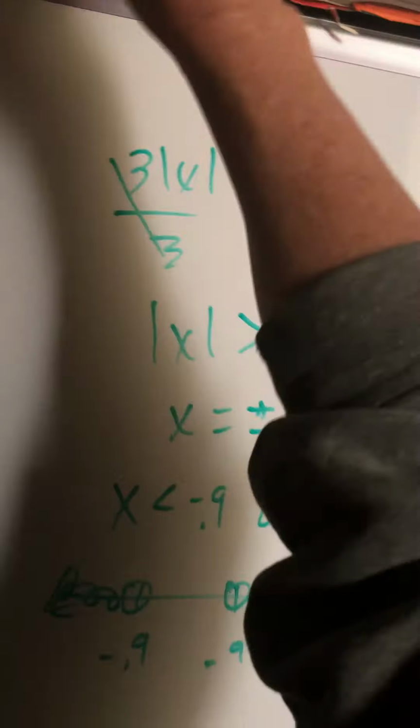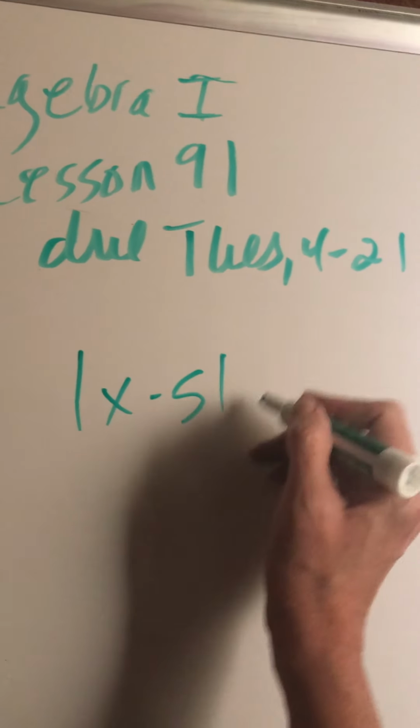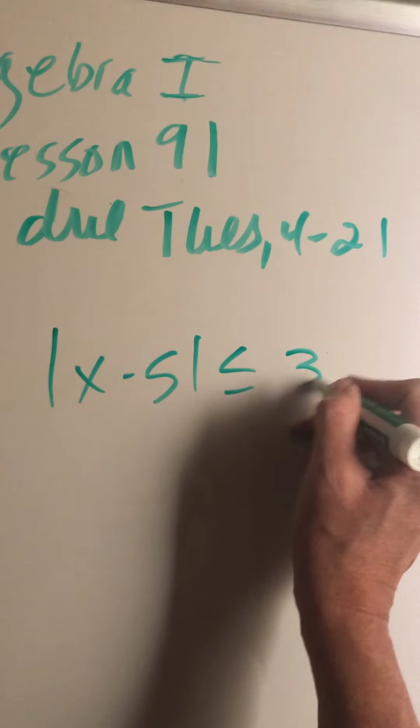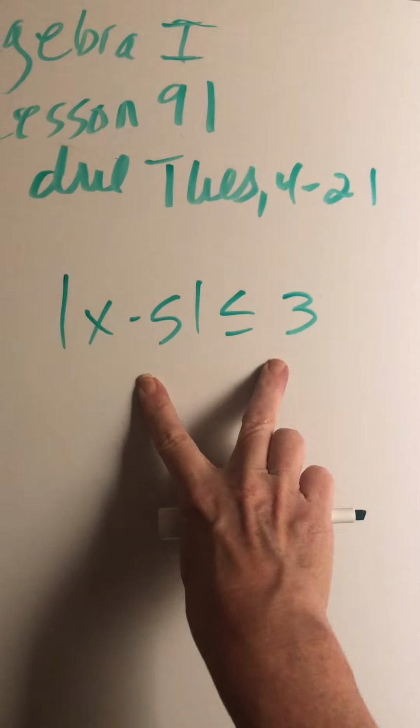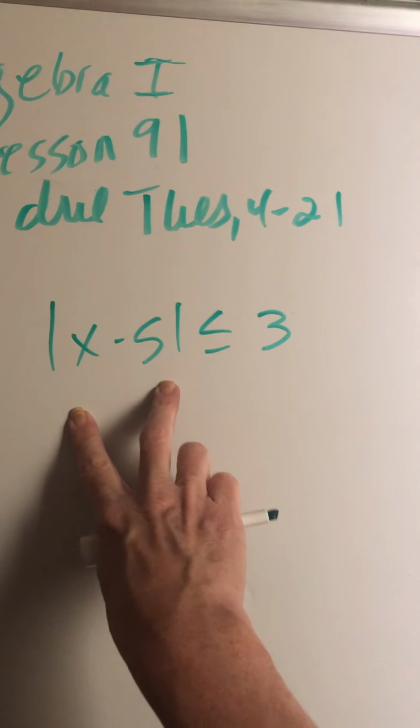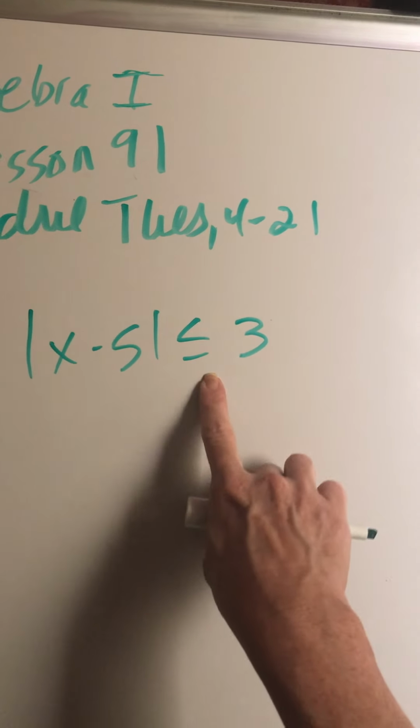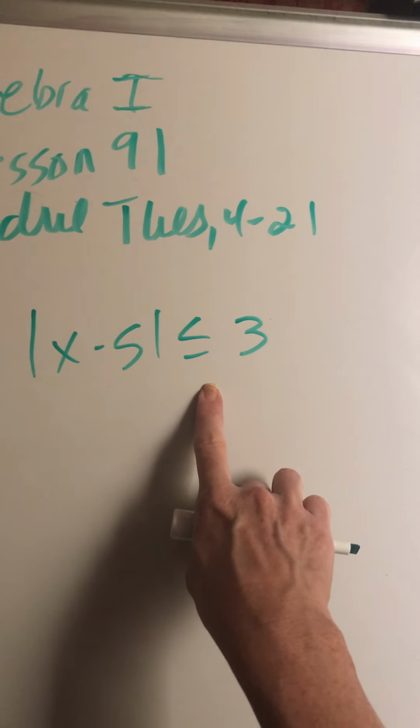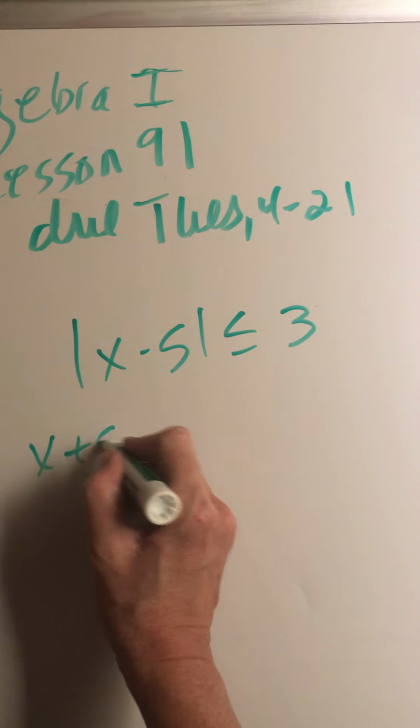Okay, then one more type you're going to see. And it's going to look like this. Absolute value of x minus 5 is less than or equal to 3. So what you have to do here, this is already isolated, it's already by itself. You know it's going to be a conjunction because it's less than or equal to. So you've got to make your two little equations.